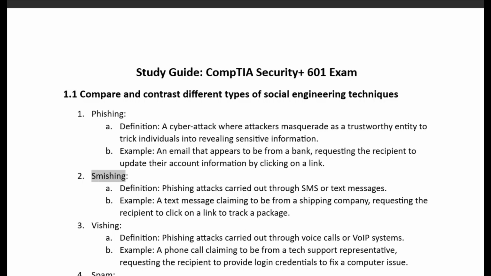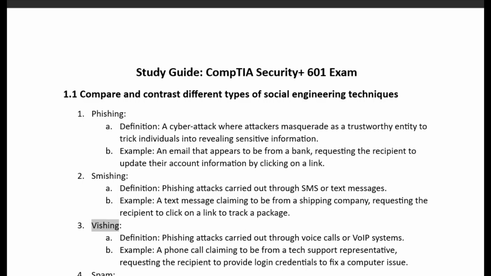Smishing. Definition: phishing attacks carried out through SMS or text messages. Example: a text message claiming to be from a shipping company, requesting the recipient to click on a link to track a package.